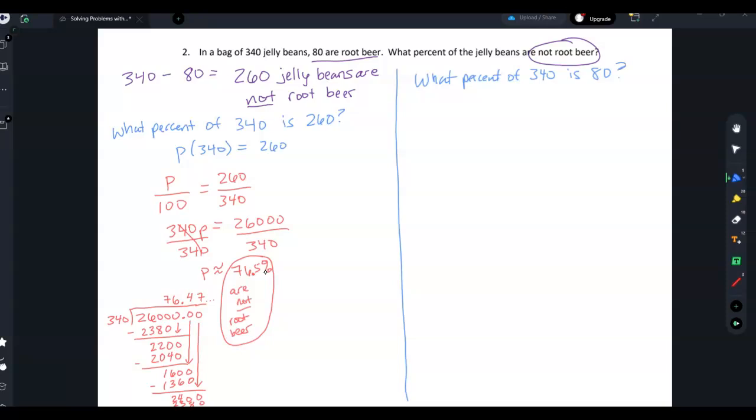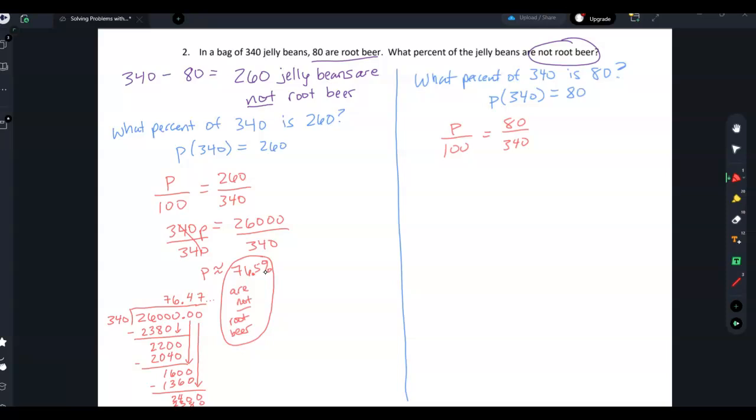And so then you could translate that. And so that would be what percent would be P, of means multiply. So multiply that by 340, and then that would equal 80, right? And then you could solve that. Or if you're going to do a proportion, you do it the same way. You do P over 100 equals 80 over 340. So you have some choices there, and then solve with either of those methods, right?